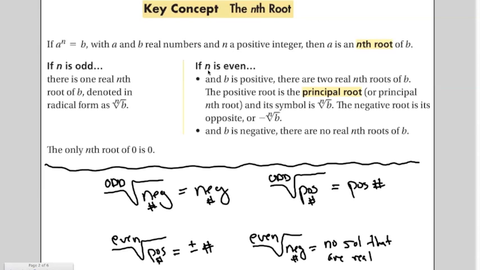So I summarized the abstract into something more concrete. If your index is odd and you have a negative number inside the radical, it's going to equal a negative number. If your index is odd and you have a positive number inside the radical, your answer is going to be a positive number. If your index is even but you have a positive, you're going to have plus minus that number. But if you have an even index, 2, 4, 6, 8, and a negative number, there are no solutions that are real.